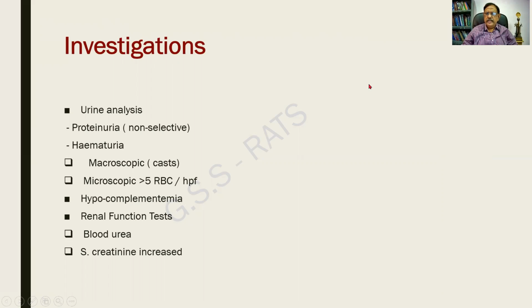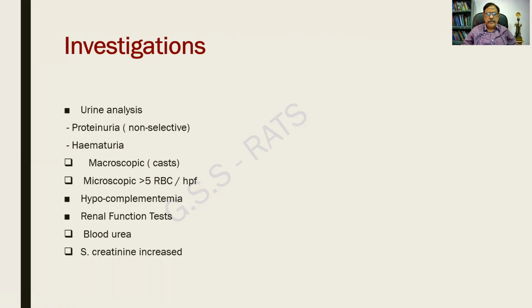What are the investigations in a case of streptococcal glomerulonephritis? When you do a urine analysis, there is proteinuria. Proteinuria will be mild to moderate. Hematuria is conspicuous because there is damage to the capillaries. There can be casts. Casts of RBCs can be seen. And also RBCs can be individually present in the urine, more than 5 per high power field.